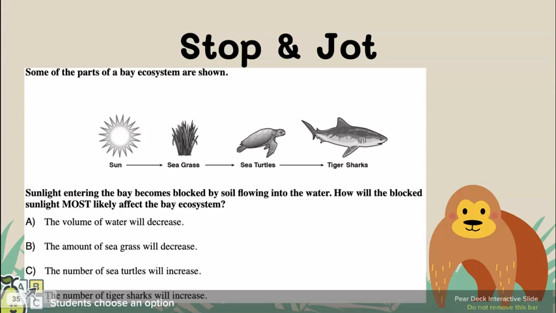Okay, let's take a look at this next question. Some of the parts of a bay ecosystem are shown below. Sunlight entering the bay becomes blocked by swell flowing into the water. How will the blocked sunlight most likely affect the bay ecosystem? Is it A, the volume of water will decrease? B, the amount of sea grass will decrease? C, the number of sea turtles will increase? Or D, the number of tiger sharks will increase? Take a moment to jot down the answer that you think is correct.